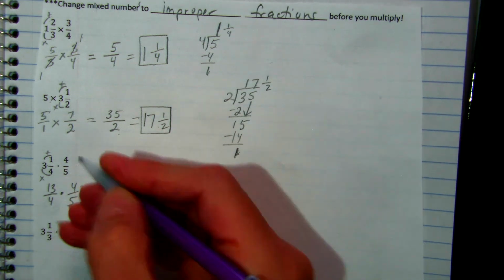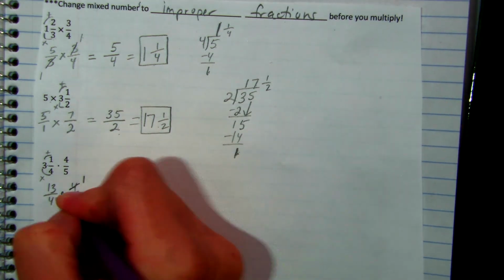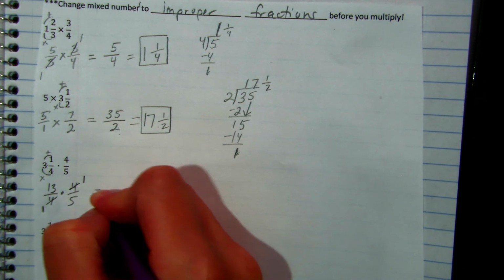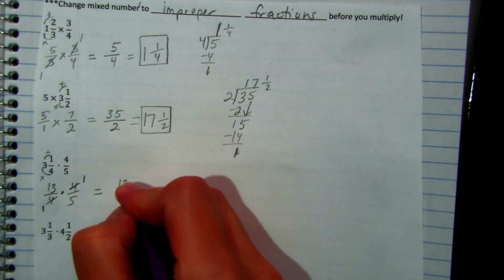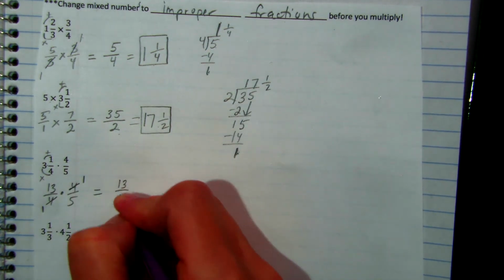You can divide the 4. So 4 divided by 4 is 1. That means I don't have to take 13 times 4, which is a good thing. We don't want to have to do that. So now I just take 13 times 1. It's 13. 1 times 5 is 5.